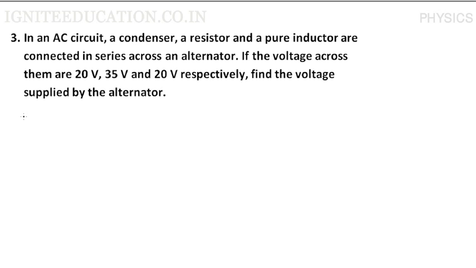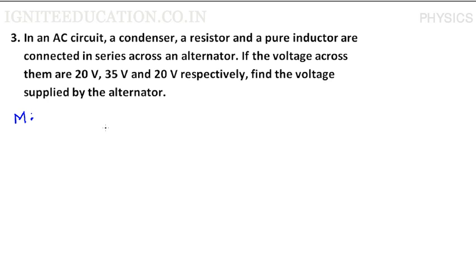See this problem. In an AC circuit, a condenser, a resistor and a pure inductor are connected in series across an alternator. If the voltages across them are 20 volts, 35 volts and 20 volts respectively, find the voltage supplied by the alternator. Now our motto is we need to find out the voltage for the whole circuit.